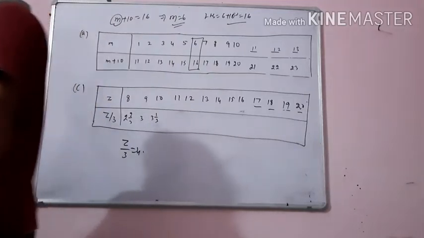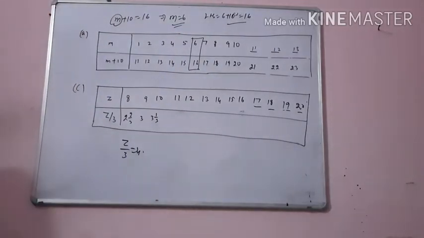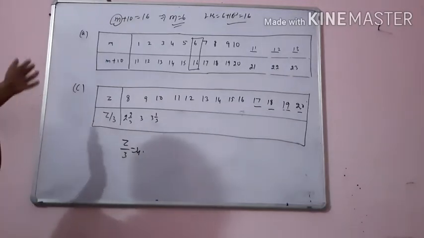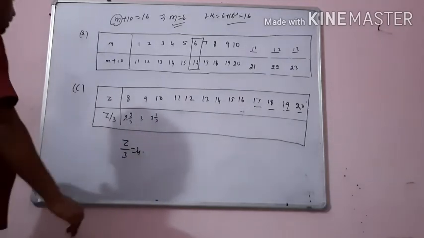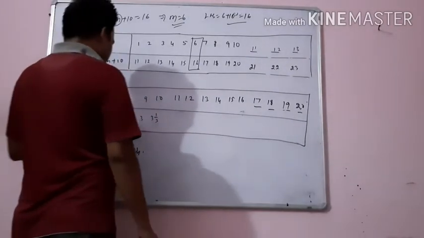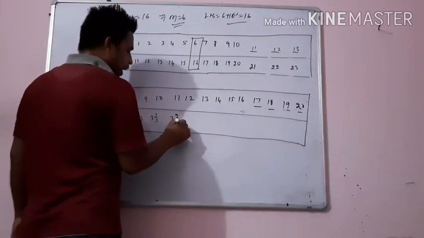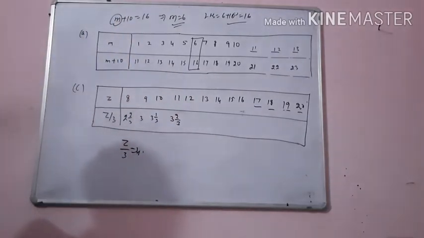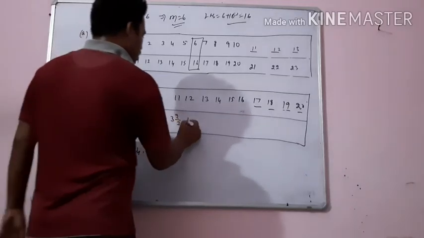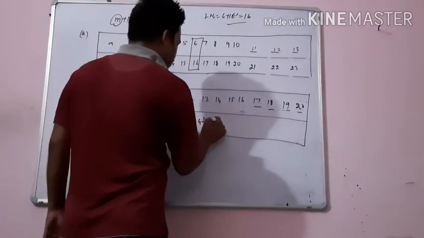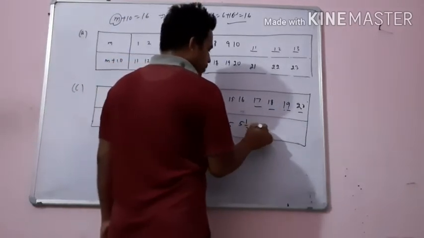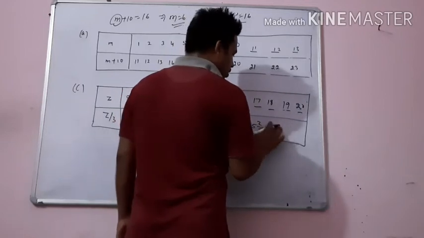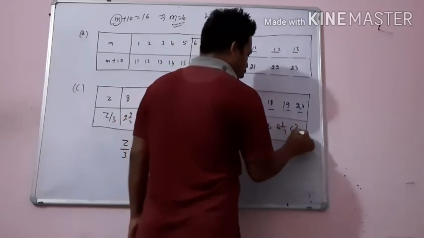Now you have to divide z. The value of z is from 8 to 20, and in the lower table you have to divide z upon 3. Up to 10 has been given. When you divide 11 by 3, you get 3 and 2 upon 3, and you have to write it in mixed fraction form. When you divide 12 by 3, you get 4. Then 4 1 upon 3, 4 2 upon 3, 5, 5 1 upon 3, 5 2 upon 3, 6, 6 1 upon 3, 6 2 upon 3.